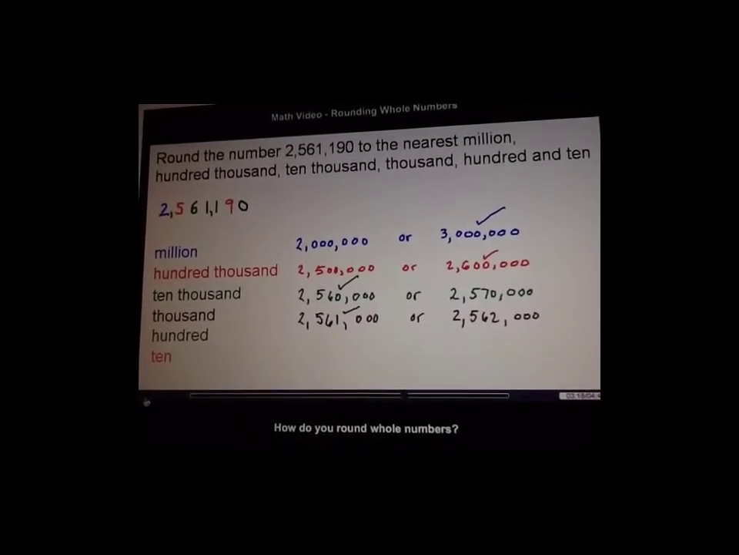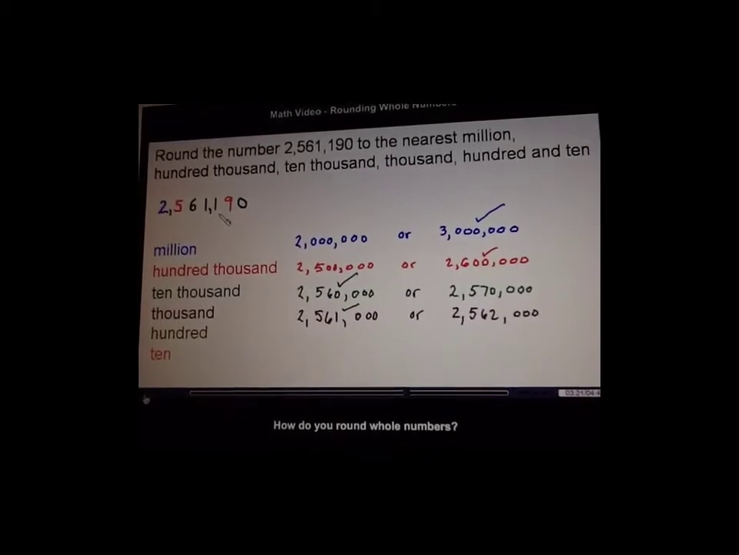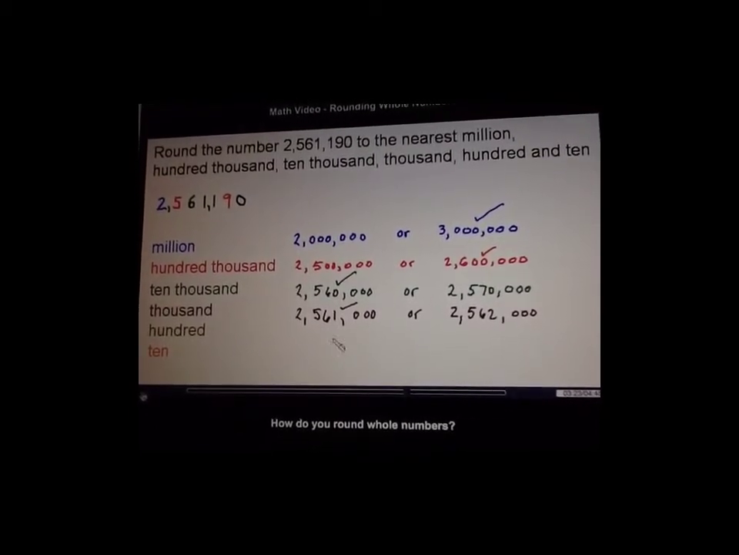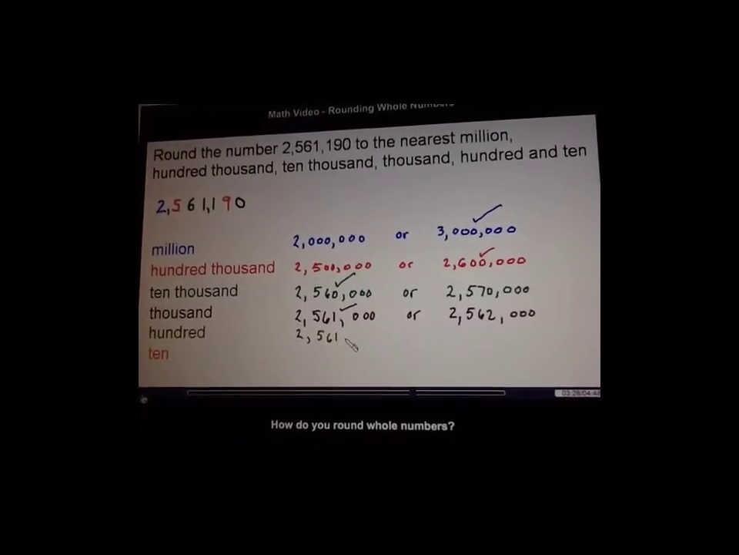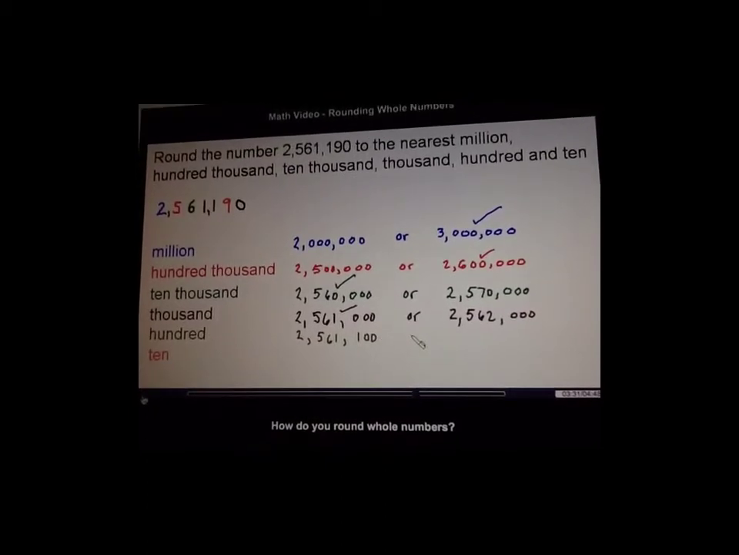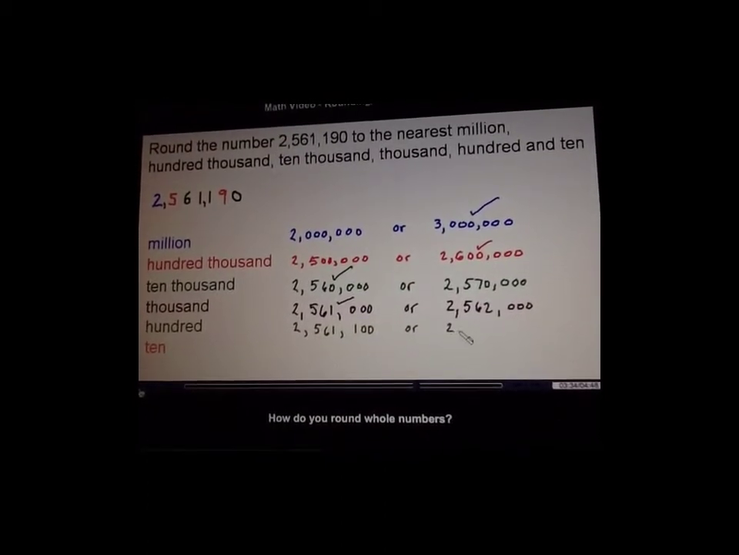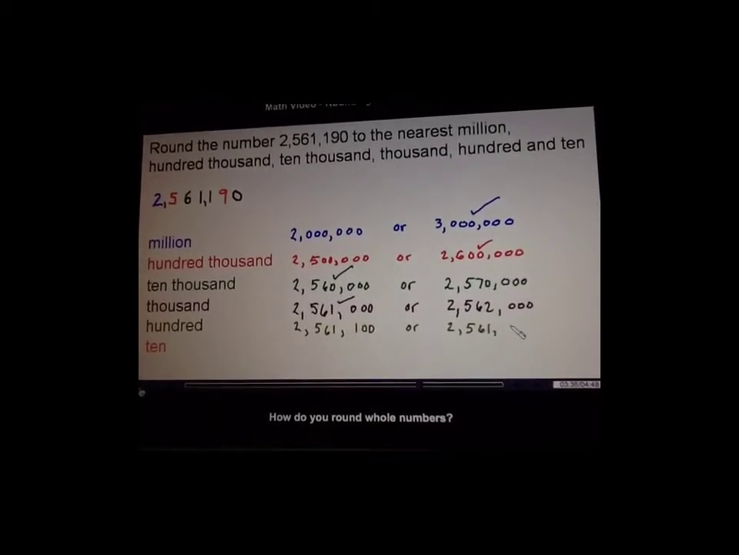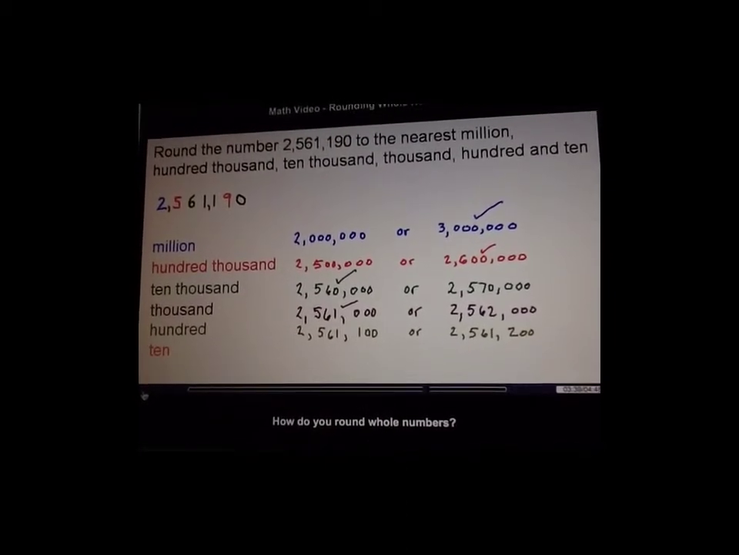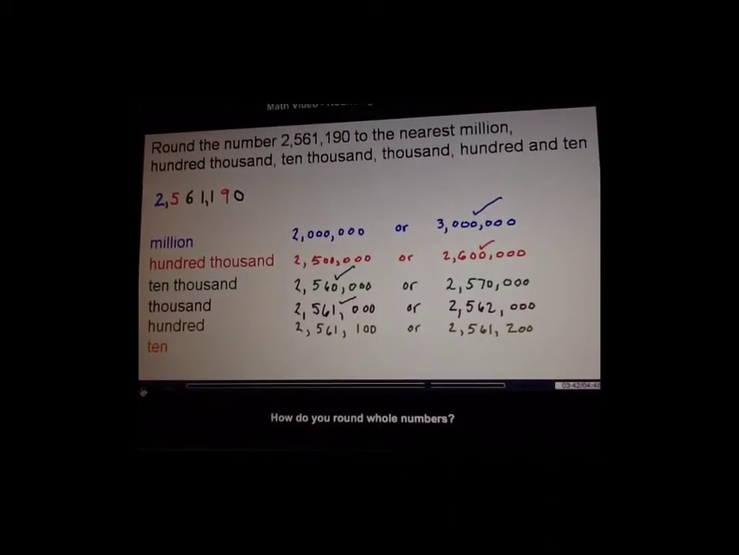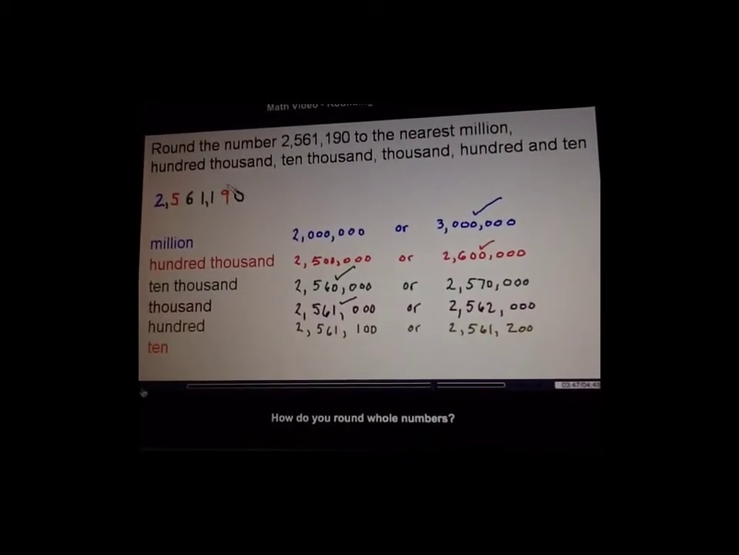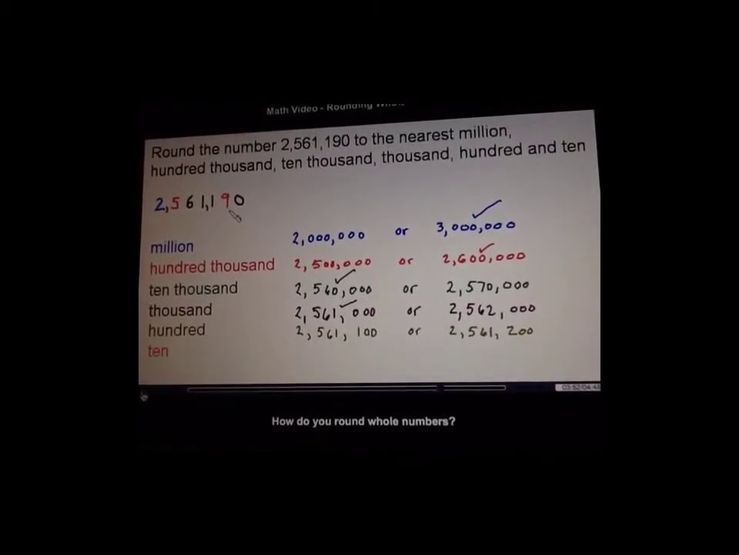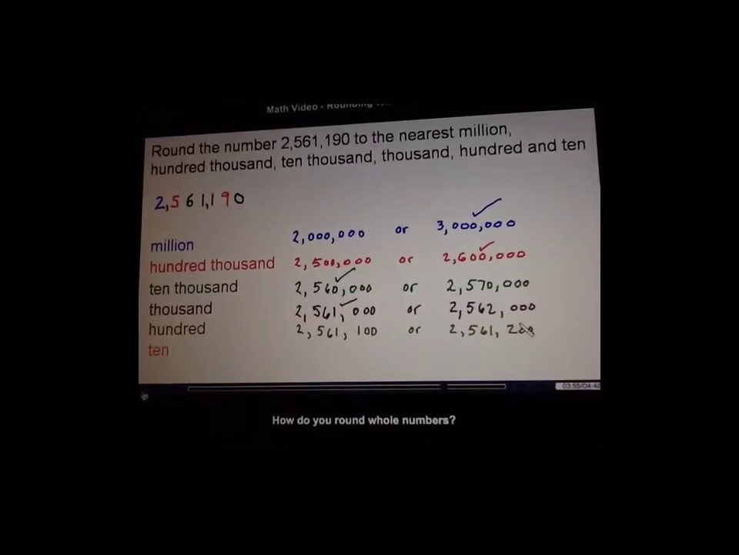Now we can round to the nearest 100. The hundreds digit is a 1. We have to decide if we're going to round down to 2,561,100 or are we going to round up to 2,561,200? Our number lies between these two values, but which number is it closer to? Well, we can decide that by looking at the tens digit. The tens digit is a 9, and 9 is greater than 5. So that means we're going to round up.